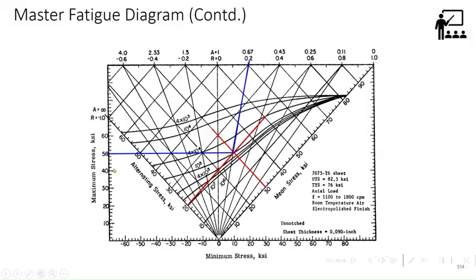And what is the S max? 50. S min, with R of minus 0.2, means 10 on the negative side. So that is one advantage.